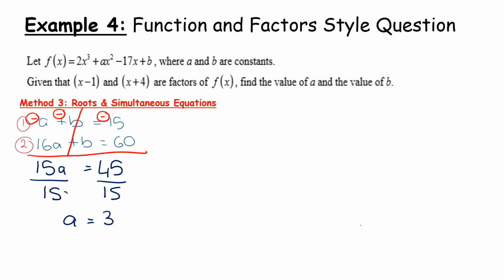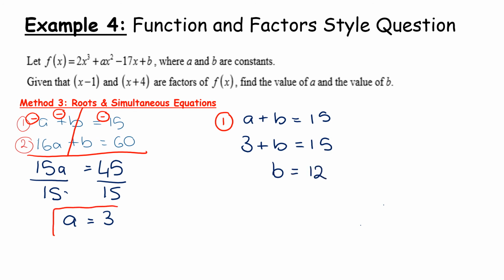So I go back to either equation. I'm going to use equation 1. So that is a plus b equals 15. We've just found a is 3, so 3 plus b is equal to 15. So taking 3 from both sides gives me b is 12. So this, I think, is the most straightforward of the methods, as long as you can spot it.